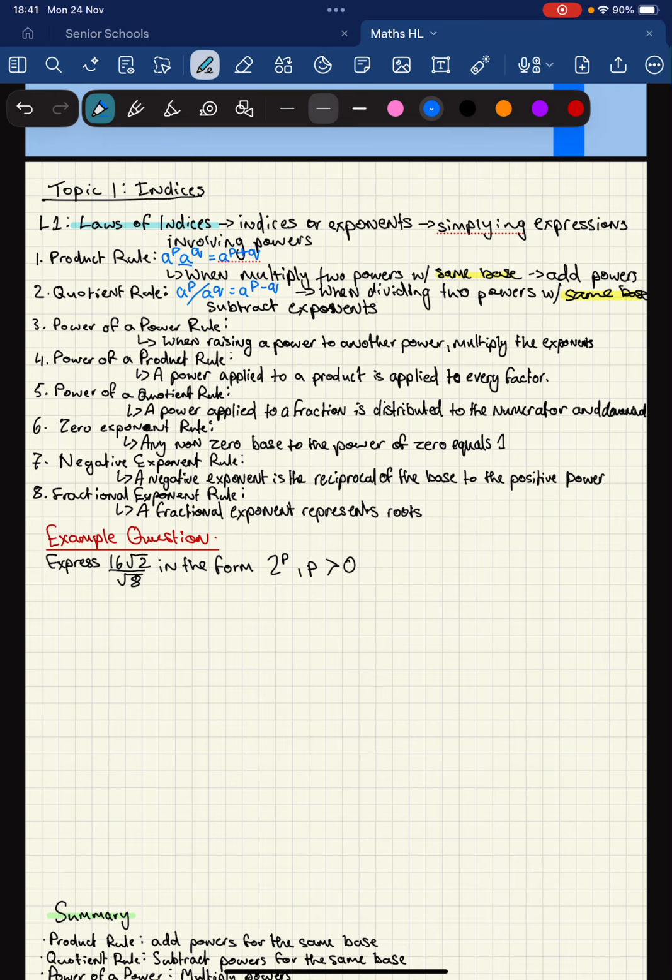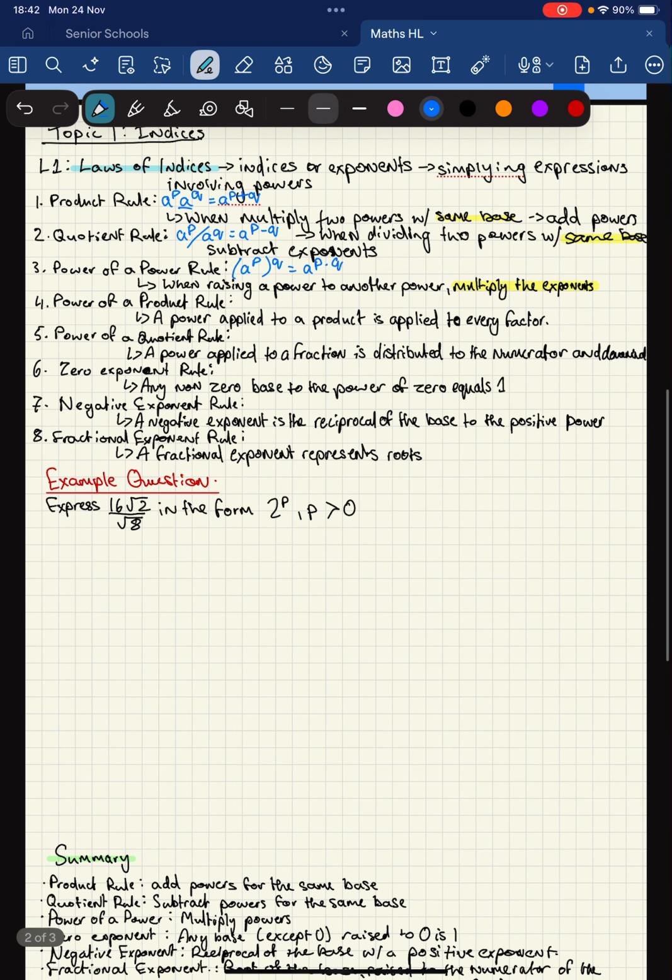Our third rule is the power of a power rule. So the example for this is if you have something like a to the power of p, and that's raised to the power of q. This is the same as if you wrote it as a to the power of p multiplied by q. That little dot like that just means multiply. So what this means is that when raising a power to another power, you want to multiply the exponents. So the important thing to take note of here is multiply the exponents.